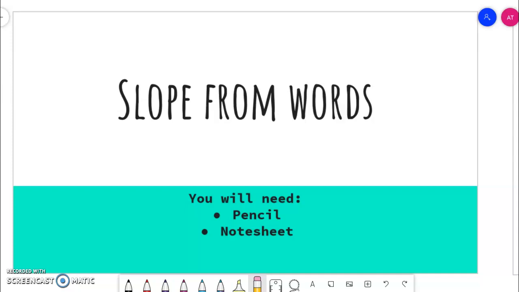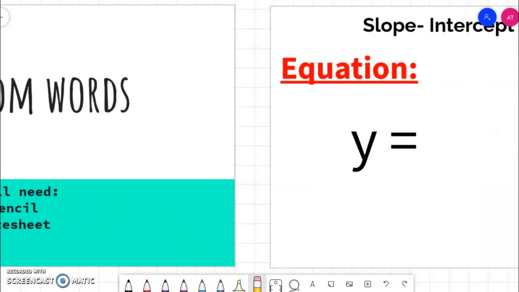Hey guys, welcome to your Slope from Words notes. So today you're going to need the note sheet that was provided, or if you feel like you want to take it on your own piece of paper, that's completely fine. But let's get started and look at what it means from Slope from Words.